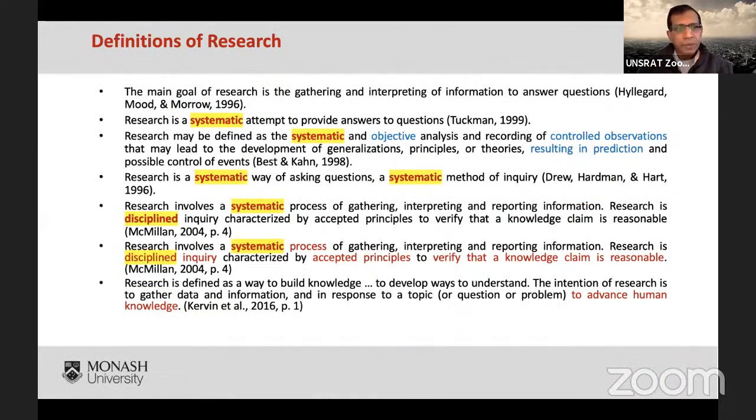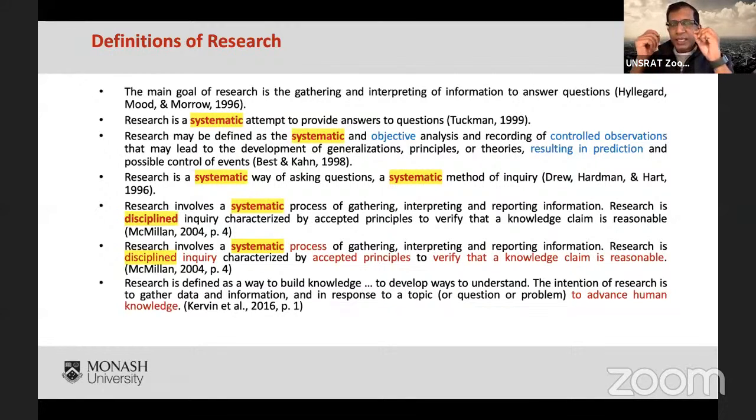So here's the first slide. We have 6 or 7 definitions of research. Don't worry, I'm not going to read them all, and you don't have to read them all either. The point I'm trying to make here is if you look at the highlighted words across these 6 or 7 definitions, it's all about systematic and disciplined. So in other words, when we talk about academic research, regardless of how it is defined by different people, one thing that is common and fundamental to research is that it needs to be disciplined and systematic.